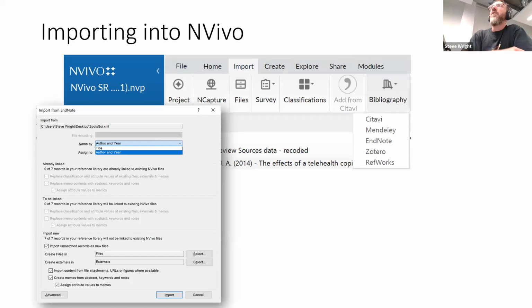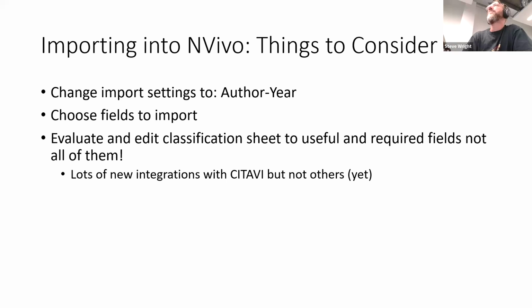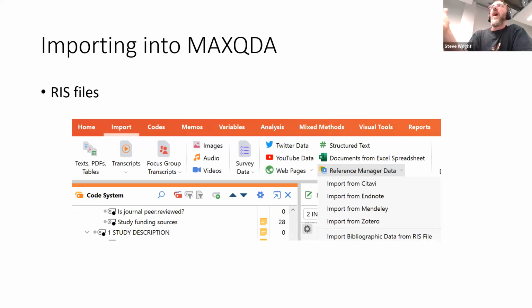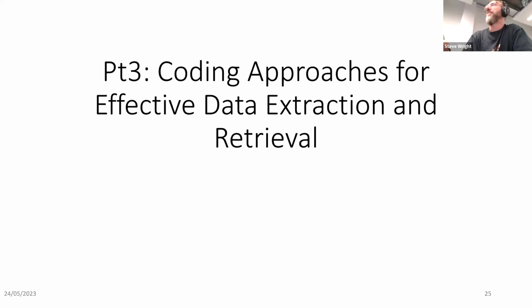Importing into NVivo, one thing I would really emphasize is that it changes the name. It's far better to change it to author and year, because otherwise, if you import all the titles, that's not how you will refer to it anywhere else. Choose the fields to import and just review what comes in, because you will end up with a load of spurious junk sometimes. MAXQDA, again, there's just another one, import reference management data, and you can then choose where it came from.